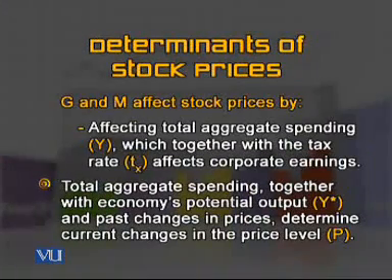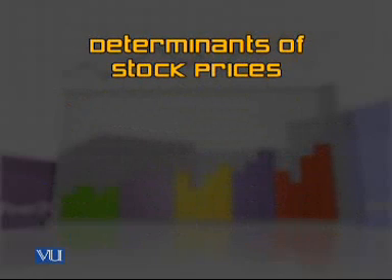Obviously, all corporate entities have to pay taxes unless it's been decided that these companies are exempt from paying taxes. Our focus would be what is left with the company after having paid out all the corporate taxes. So, total aggregate spending, together with the economy's potential output and past changes in prices, determines current changes in the price level. Now, this is what we have been talking about as the determinants of stock prices.